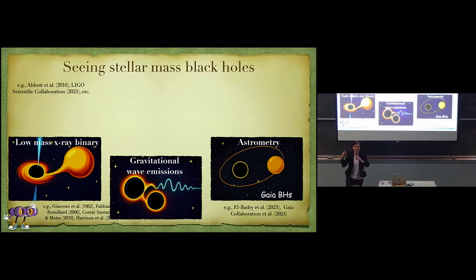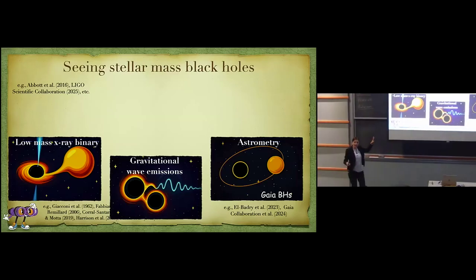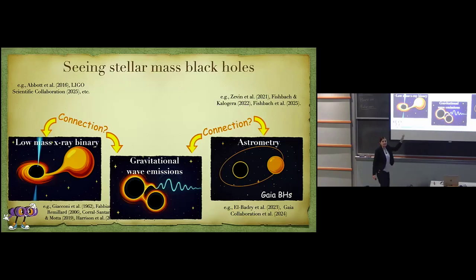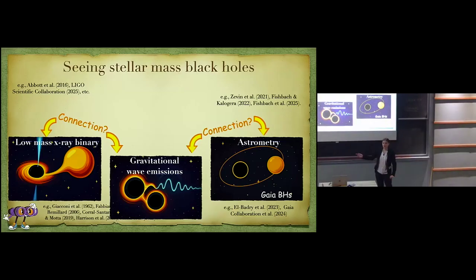All these three ways are methodologies to detect black holes, rely on binaries, and each of them brings its own challenges in forming them. There have been some ideas about whether there are some connections between these three sources. Maybe there's some connection in trying to understand why the masses of the black holes in low mass X-ray binaries seem to be different from gravitational wave emission. What about the Gaia BHs? But as far as I know, up to now, there hasn't been a suggestion to connect all three of them.